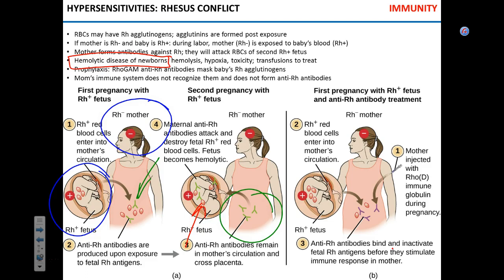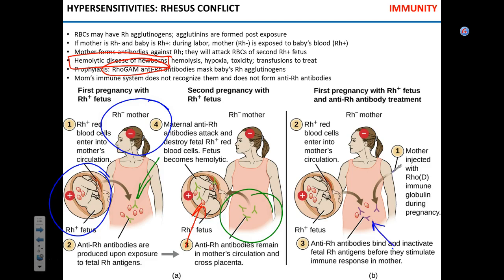Exactly. And the mechanism of the Rogam shot is genius. So as the prevention of the rhesus conflict, the mother, quite counterintuitively, receives antibodies against the Rh antigen. You may say, what? So these anti-Rh antibodies, the Rogam, okay, they do not cross the placenta, and that's important. They stay in the mother's circulation. Does that make sense? So they are here, the blue ones.